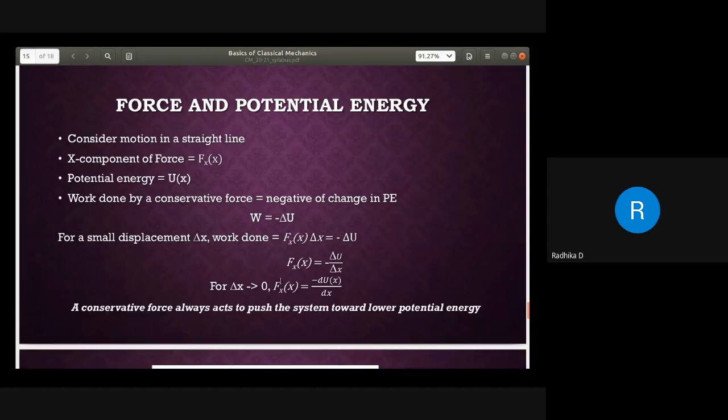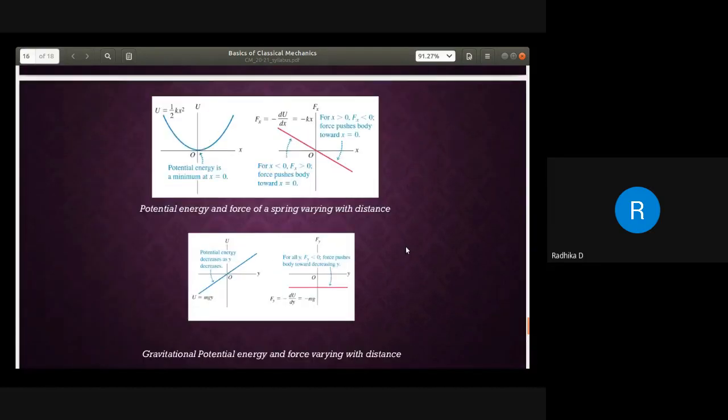So for that reason, this is a conservative force. This is always going to make the potential energy lower. If it was positive, then it would have been increasing, right? It would have been directly increasing. But there is a negative sign, that means it is pushing the potential energy to a lower value. So in that case, I can just take some examples.